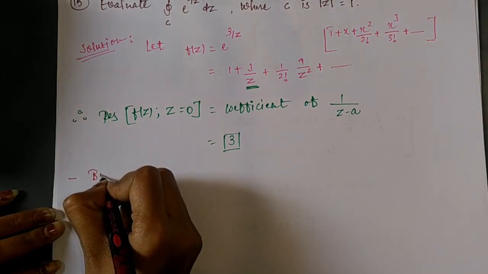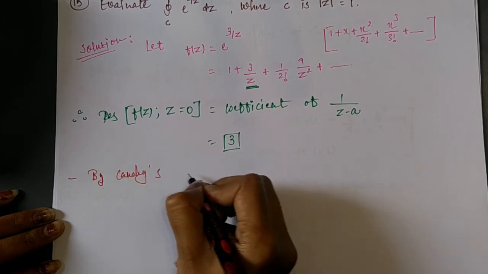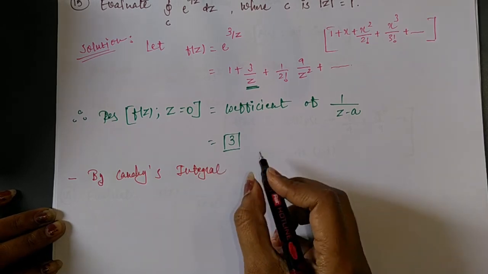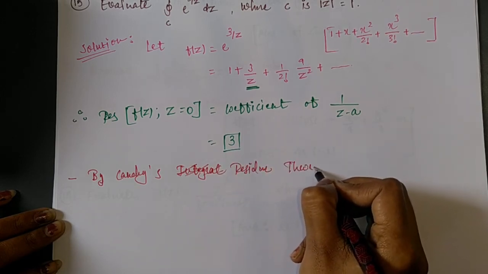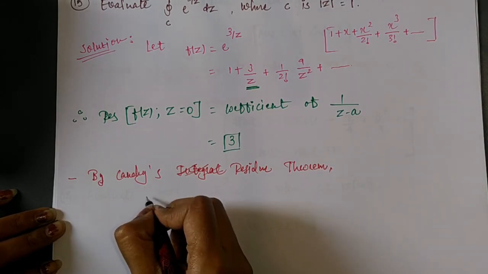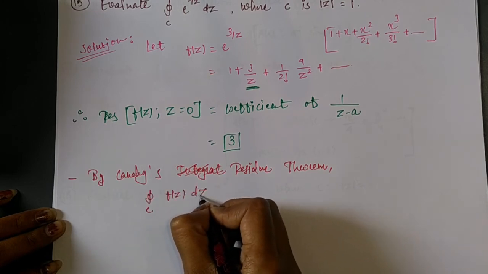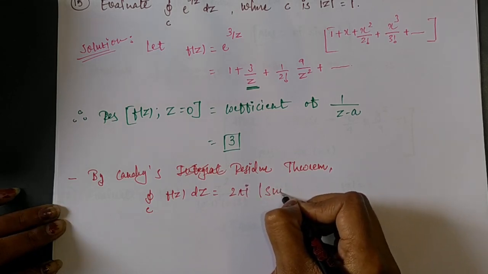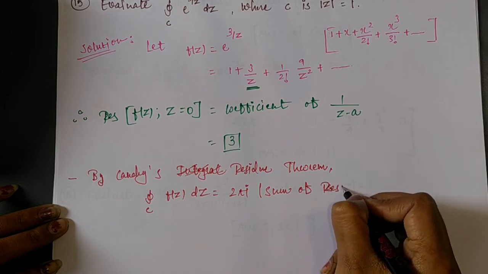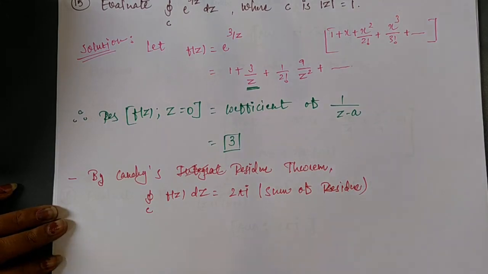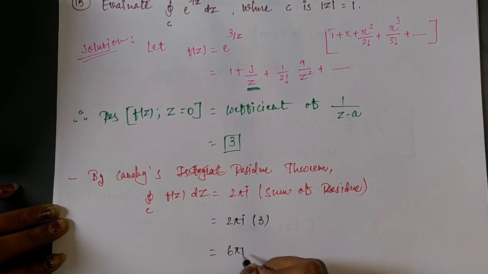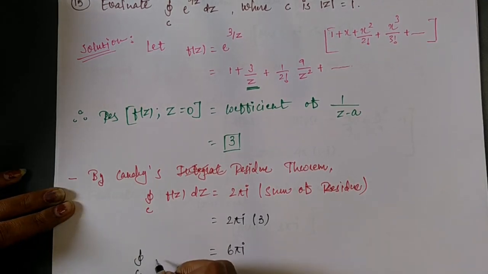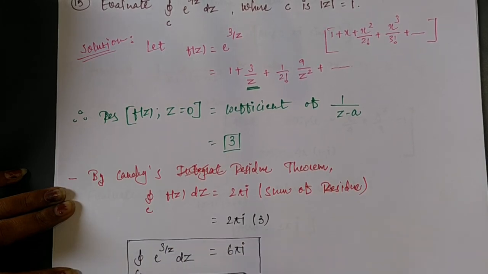At the last, with the same formula, by using Cauchy's residue theorem, the integration over this C of f of z dz equals 2 pi i into the sum of residues. Here you have only one residue, so it will be 2 pi i into 3, so it will be 6 pi i. This is the integration over C of e raised to 3 by z dz, so this will be your final answer of this example.